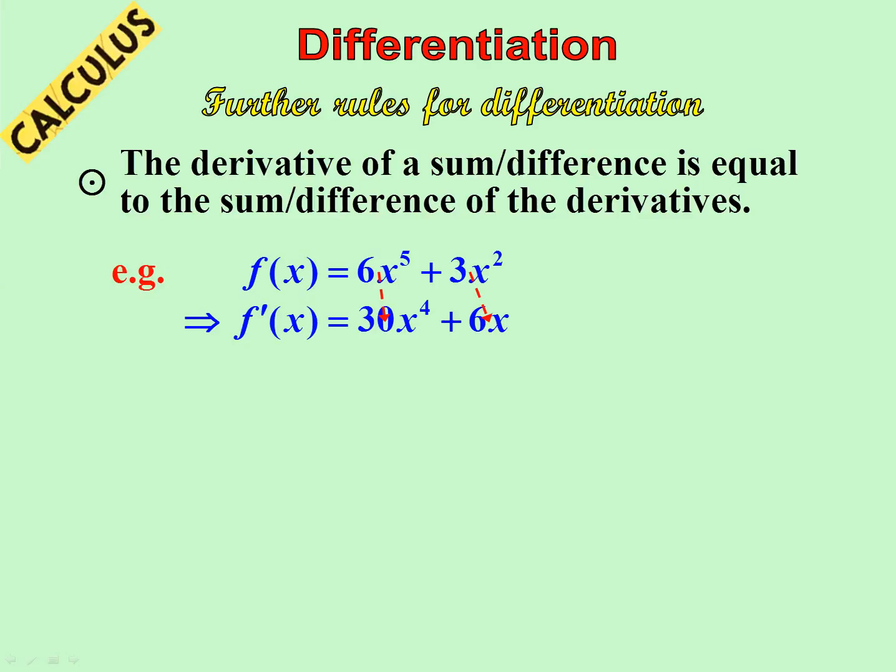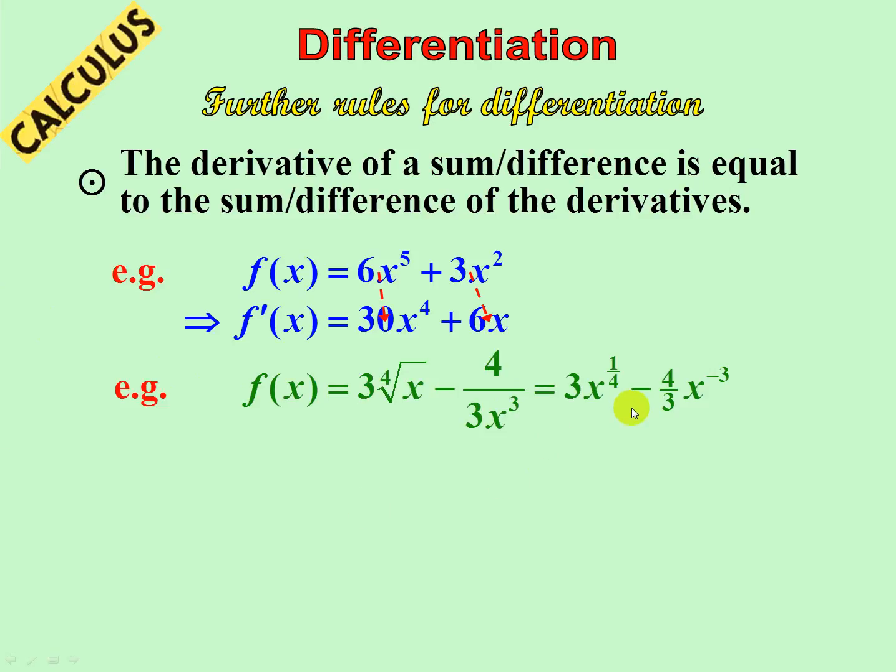Differentiate each. So that's x to the quarter, and this is 4/3 x to the minus 3. Now be very careful, because lots of people leave it like that, thinking they've differentiated it. It's a careless error in exams especially. You've just written that in a differentiable form. You haven't differentiated yet. Now we differentiate.